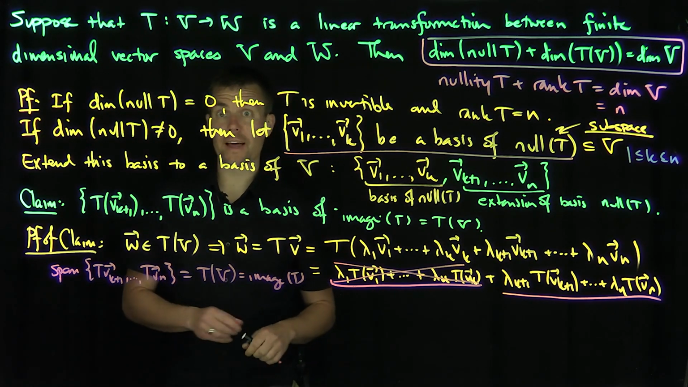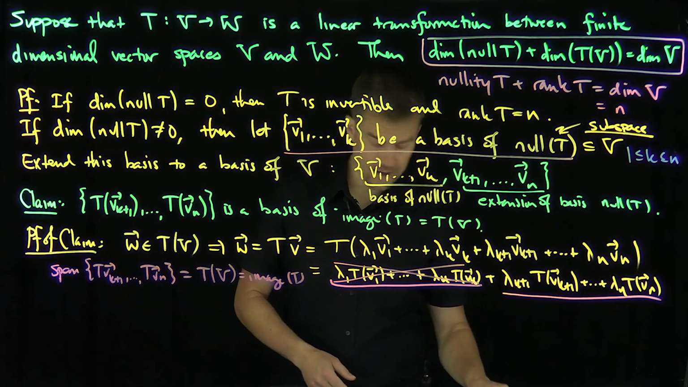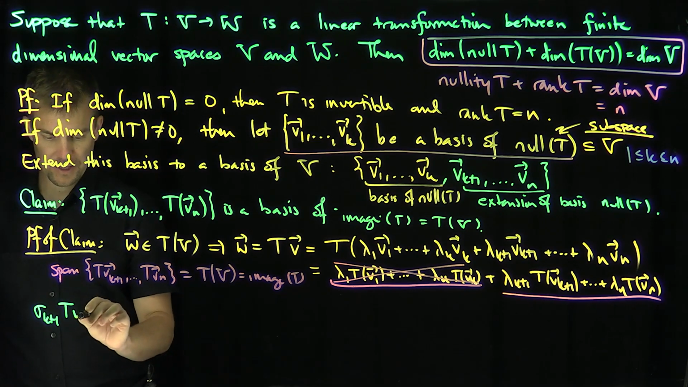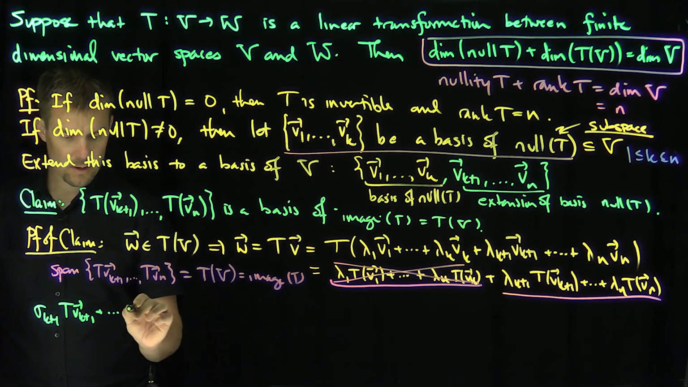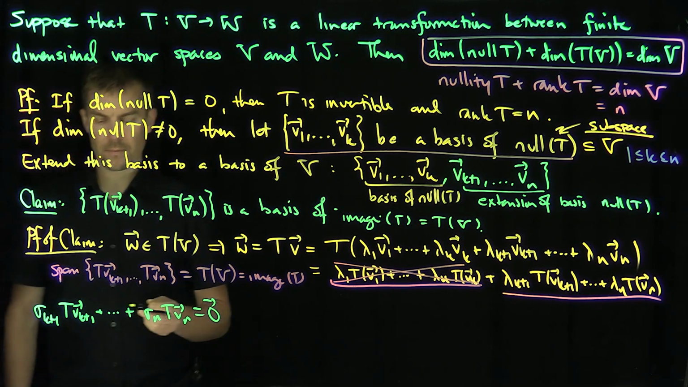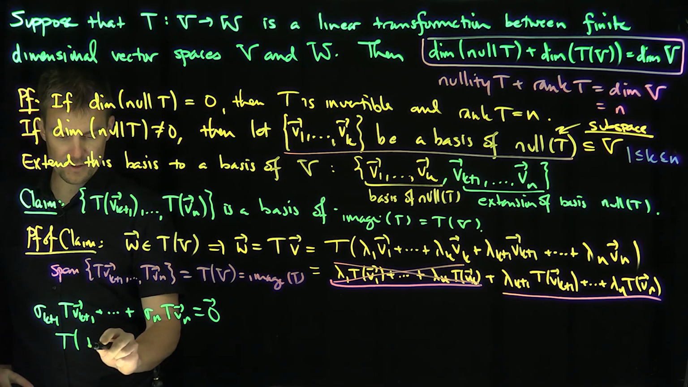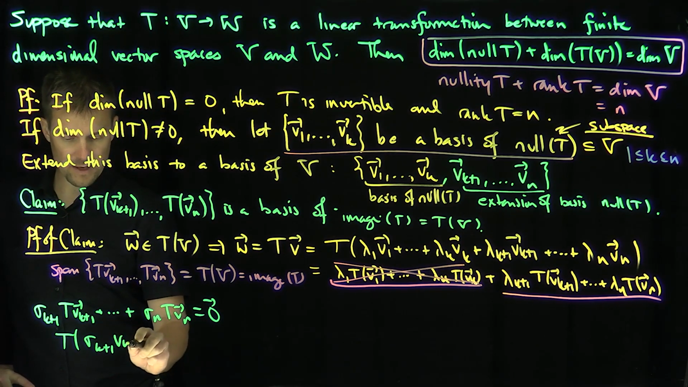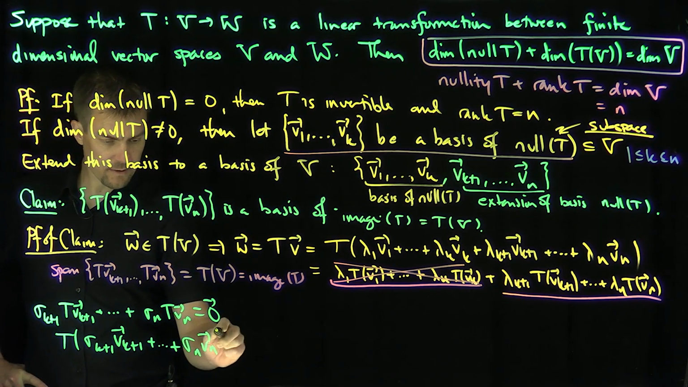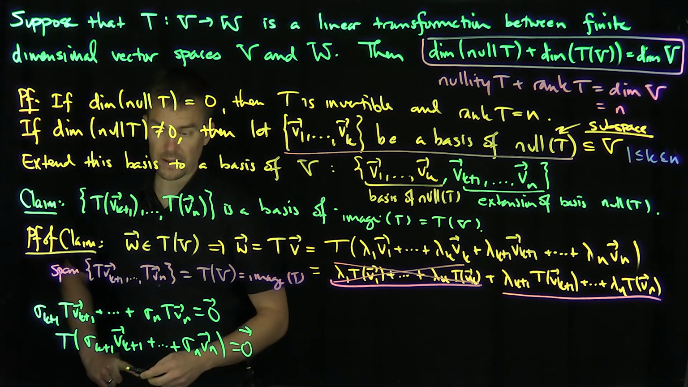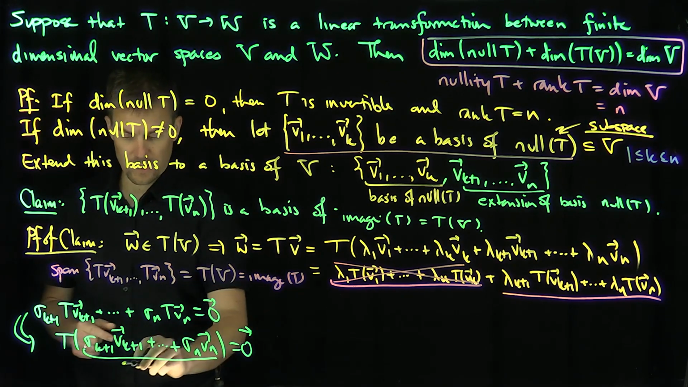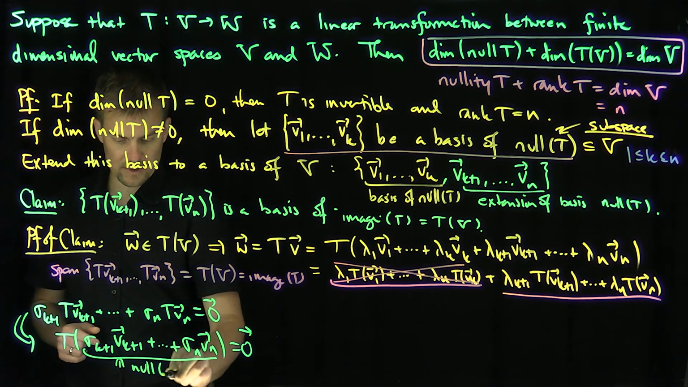Great. Now I have to prove that the set is linearly independent, right? So now the next phase is to do the following. Suppose sigma_{k+1} T of v_{k+1} plus sigma_n T of v_n is the 0 vector, right? This tells me, of course, that by linearity, T of sigma_{k+1} v_{k+1} plus sigma_n v_n is equal to 0, right? By linearity. But this says that this is in the null space, right? So therefore, that element inside T is in the null space of T.